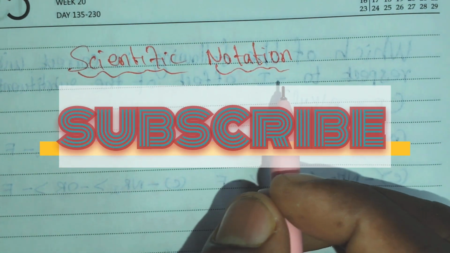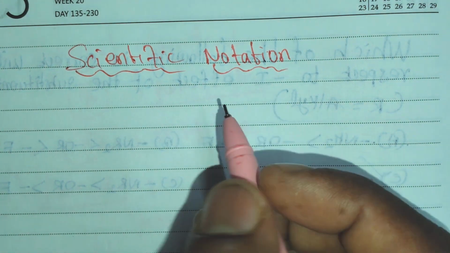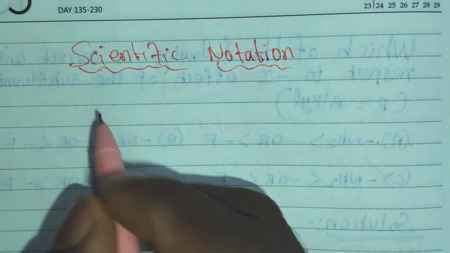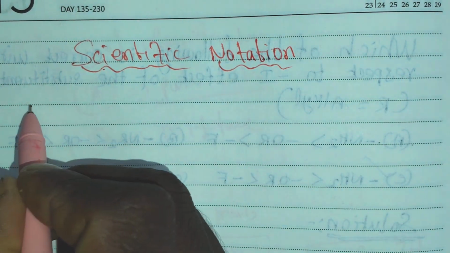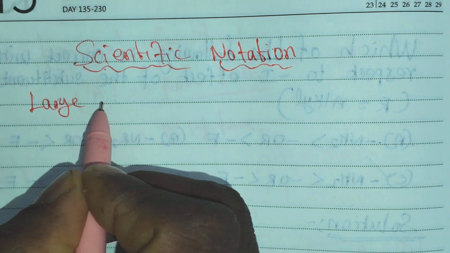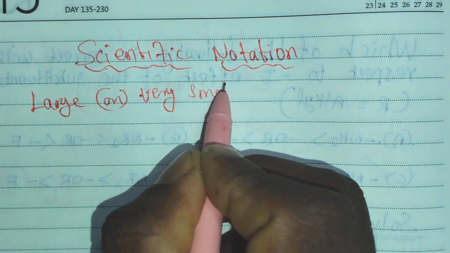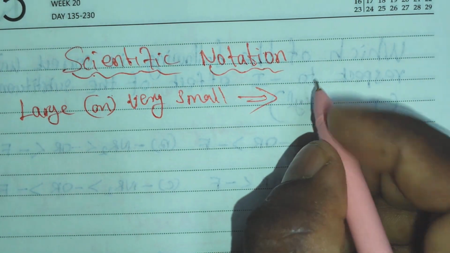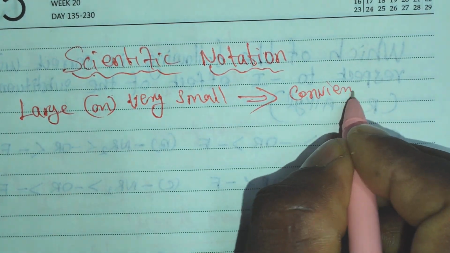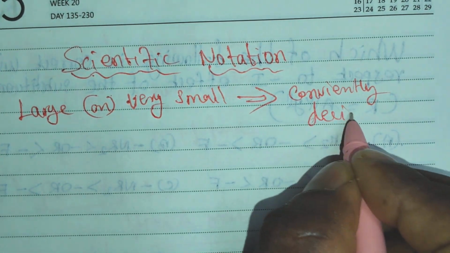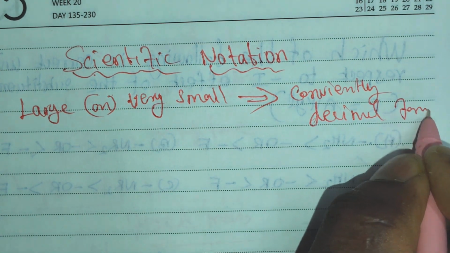Dear student, let's see the next topic in some basic concepts of chemistry. Actually, there is scientific notation. Scientific notation is nothing but a very large number or a very small number converted into a conveniently small decimal form. So this is for that scientific notation.